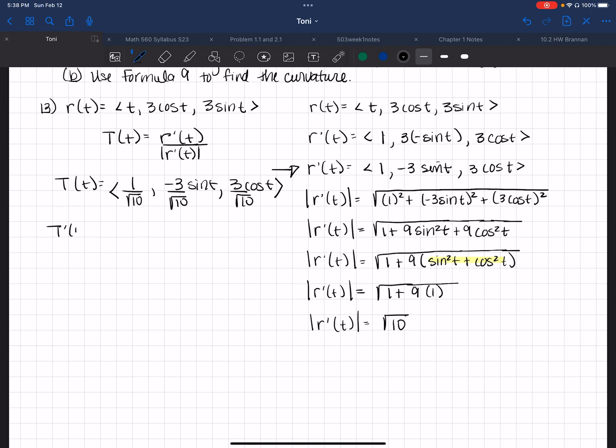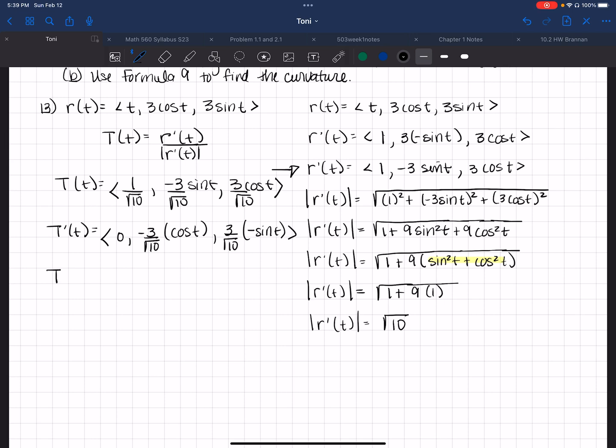Okay, so t prime of t is going to equal, well, 1 over the square root of 10 is just a constant. That's like saying, what is the derivative of 2? Well, the derivative of any constant is 0. Okay? Now I need the derivative of negative 3 over the square root of 10 sine t. Well, that's just negative 3 over the square root of 10. That's the number in front. Derivative of sine t is cosine t. Okay? Then I have a positive 3 over the square root of 10 times the derivative of cosine t, which is negative sine t, because the derivative of cosine t is negative sine t.